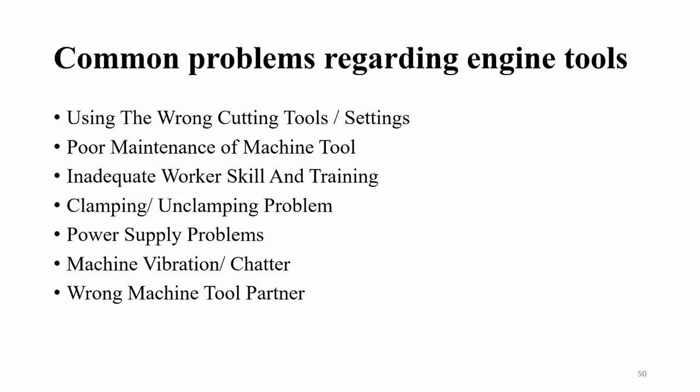Okay, then now we'll discuss about some common problems regarding the machine tools. The major one is using the wrong cutting tools, and we are not considering about the safety precautions. Then the next one is poor maintenance of machine tools. Poor maintenance will lead to rusting and wear of machine tool fastly, and it will deteriorate fastly, and the shelf life of that particular tool will be decreased. And the other one is inadequate worker skills and training. Then the other problem is power supply problem. Normally, this one occurred in tools utilizing electricity.